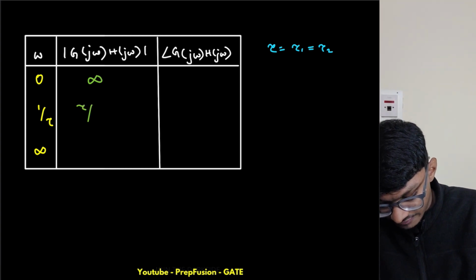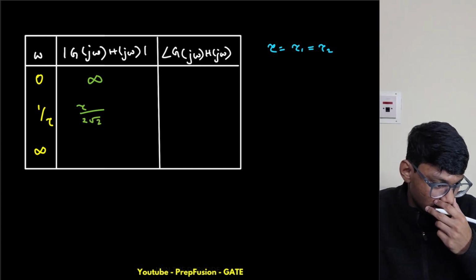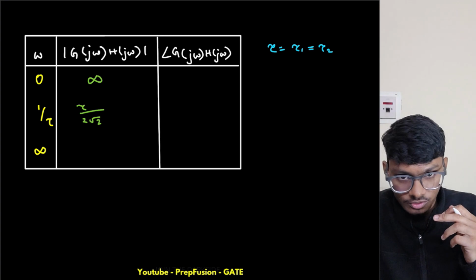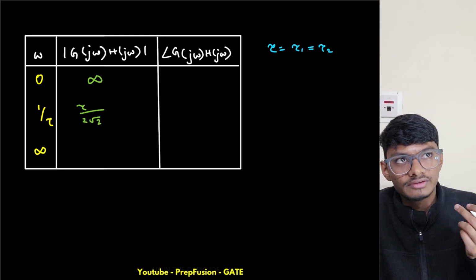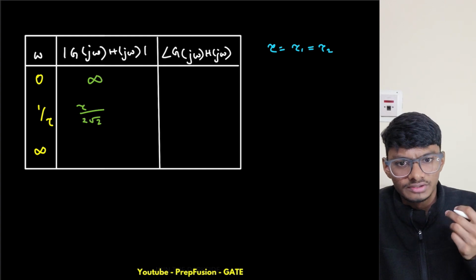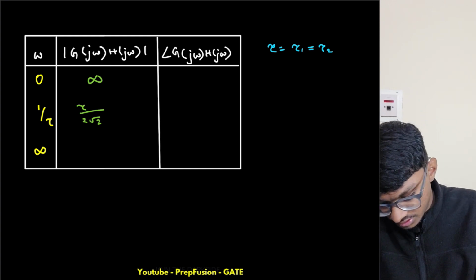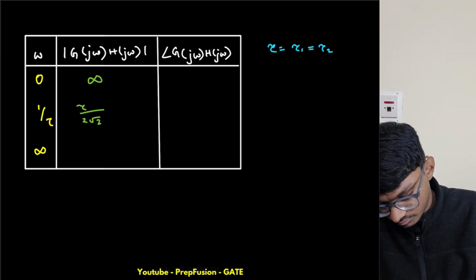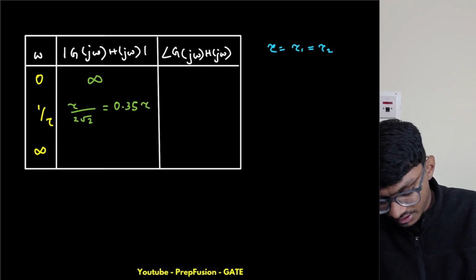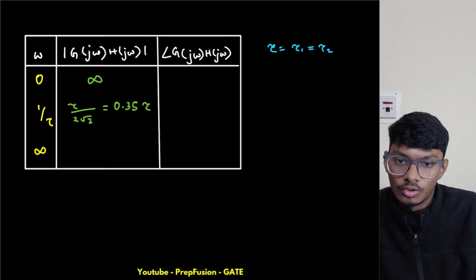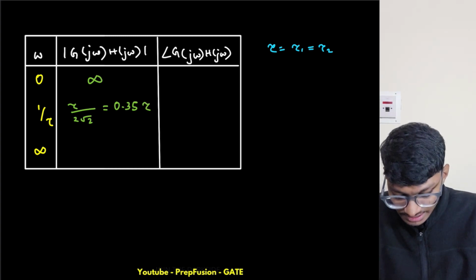I'm not calculating the exact value, that's up to you. I think it's 0.707, 1 by root 2 is 0.707. Now you divide it by 2, what do you get? You get something like 0.3535. I'm just approximating it, it is 0.35 tau. So yeah, this is this one.